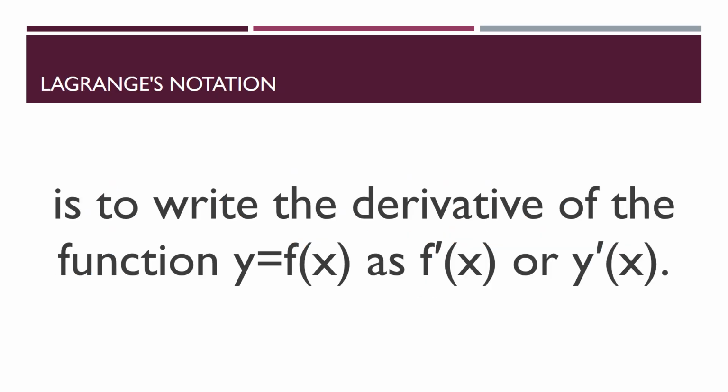Now, this is the notation and how we write the derivative. Let's start with Lagrange's notation. This notation is denoted by f prime or y prime. So basically, you just add the prime to the function. So if you're looking for the derivative of this function f of x, its derivative will equal f prime of x.